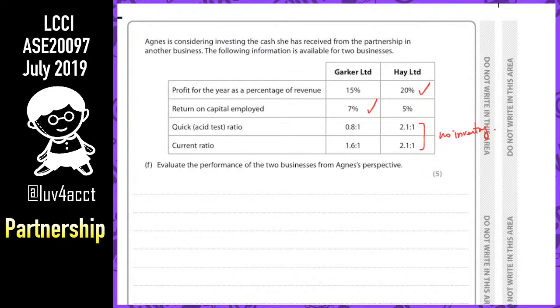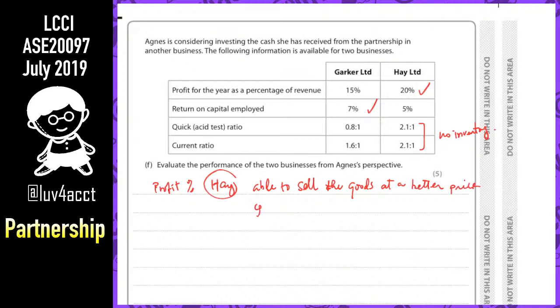Okay, so in the paragraph I may say, for the profit percentage, Hay is better. Hay Limited is better. It means that they are able to sell the goods at a better price and at the same time have good control of expenses.